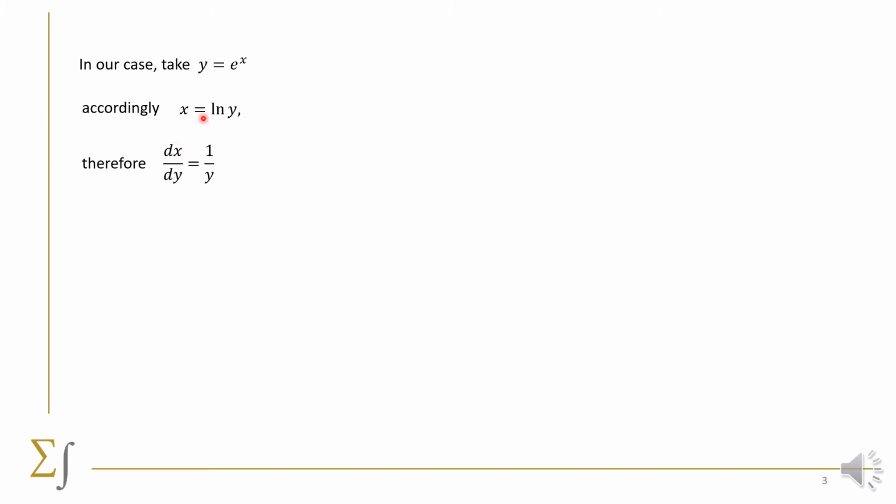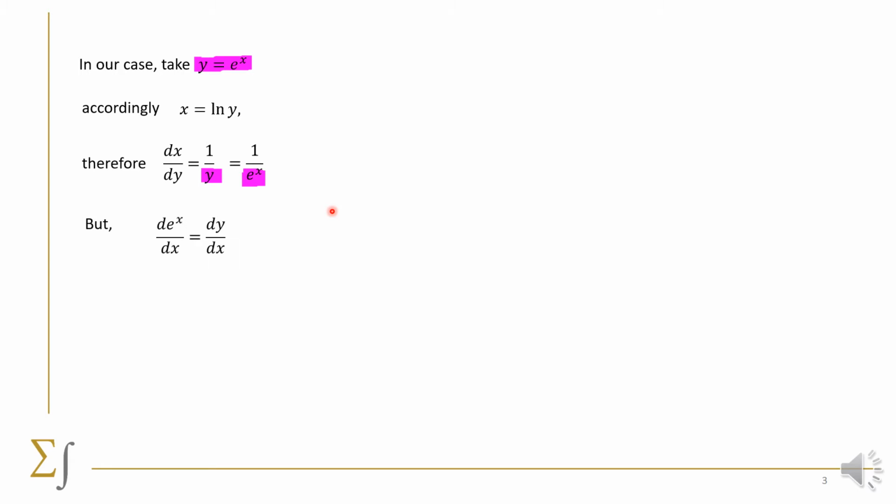We differentiate both sides with respect to the variable y. So the left-hand side will be dx by dy. The right-hand side will be 1 over y multiplied by the derivative of y with respect to y, which is 1. So we have dx by dy is equal to 1 over y. Now let's view y itself as e power x. So we can write that dx by dy is 1 over e power x, replacing y by e power x.